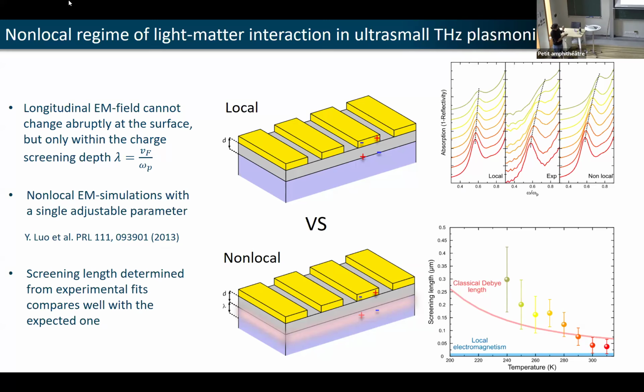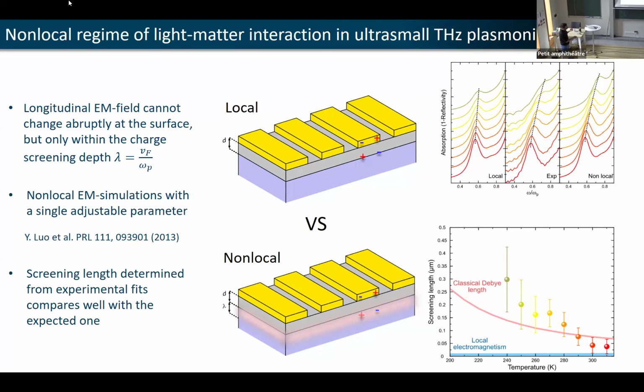So this is the experiment, and this is what we obtain in the local model. We see this is now one minus the reflectivity, so absorption. This peak here almost doesn't move. In the experiment, it blue shifts. And with this model, we're able not only to explain the blue shift, but also to fit this blue shift to extract the Fermi velocity, or in other words, the screening depth. And this is reported here. So the screening depth we extract now as a function of temperature.